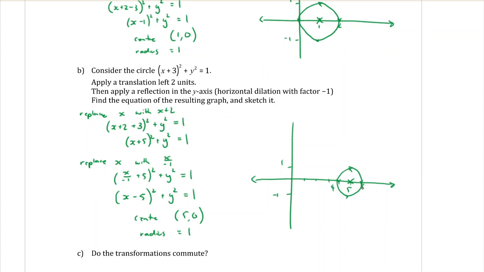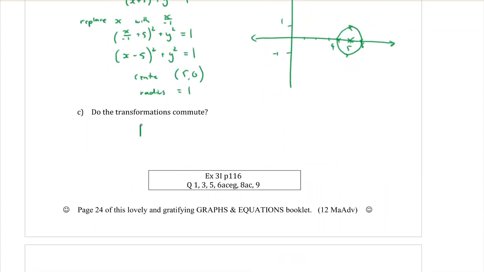So part C says, do the transformations commute? No. And we knew that from the beginning if we thought it through, because they were a dilation and a translation in the same direction. They were both on the x-axis, which was one of our criteria that we knew was not going to work. Okay, so we just need a big fat no in there. They did not commute. All right, so that's 3I.